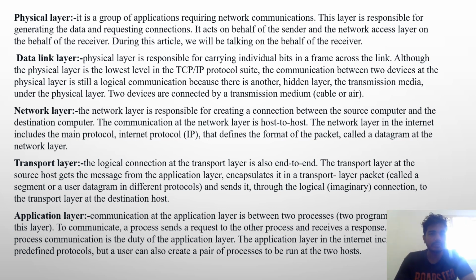Data link layer. The physical layer is responsible for carrying individual bits in a frame across the link. Although the physical layer is the lowest level in the TCP/IP protocol suite, the communication between two devices at the physical layer is still a logical communication because there is another hidden layer, the transmission media, under the physical layer. Two devices are connected by a transmission medium, cable or air.